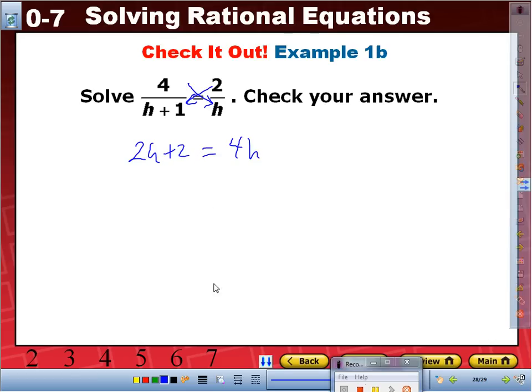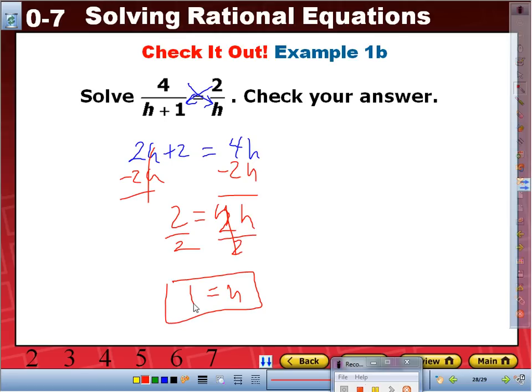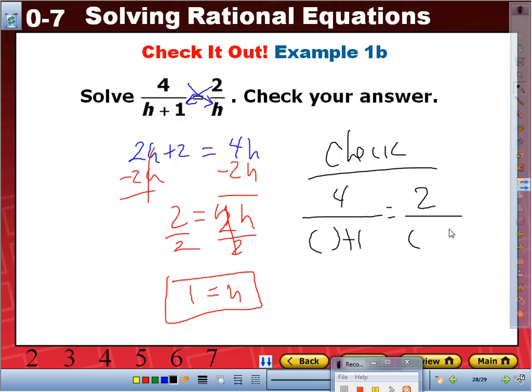If you got that, after that it should be a piece of cake. So therefore you subtracted 2h, subtract 2h. We got 2 equals 2h, divide by 2, divide by 2, h equals 1. To check, let's see. 4 over parentheses plus 1 equals 2 over parentheses. And instead of the parentheses, it's 1 and 1. Let's see. This is 4 over 2. What is 4 divided by 2? 2. What is 2 divided by 1? 2. It does check off.